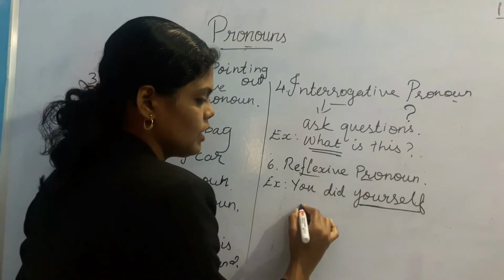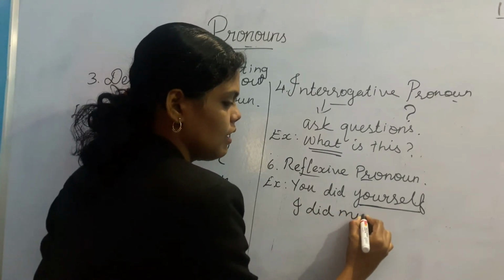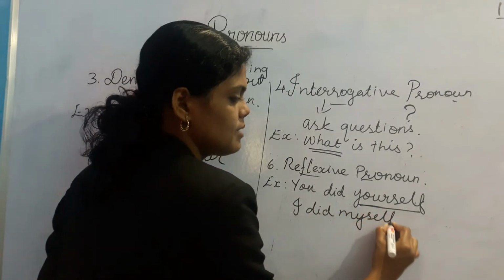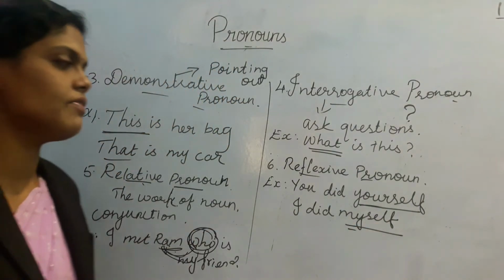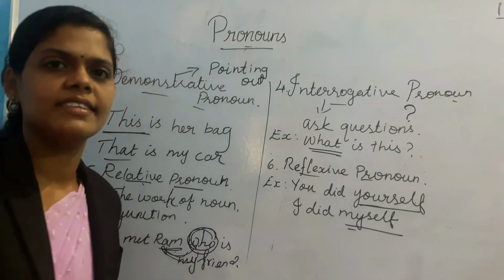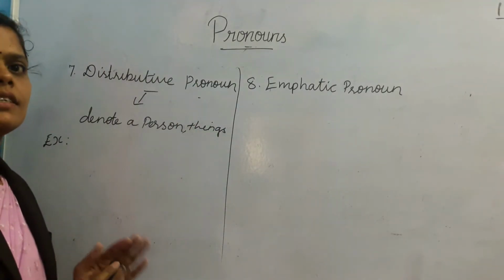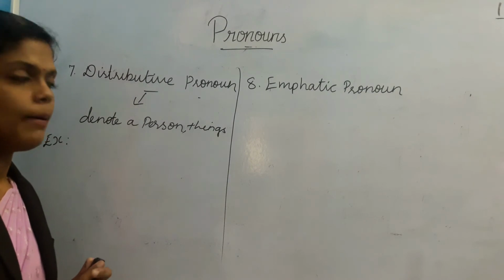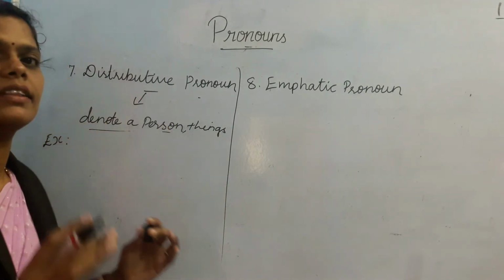One more thing. I did myself. Did you do it? Yes, ma'am, I did myself. That myself, yourself, herself, himself, all come under reflexive pronoun. The seventh one is distributive pronoun. What is distributive pronoun? A pronoun which denotes a person or things.